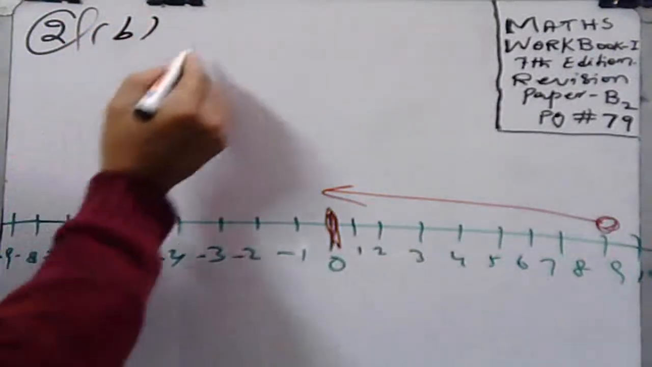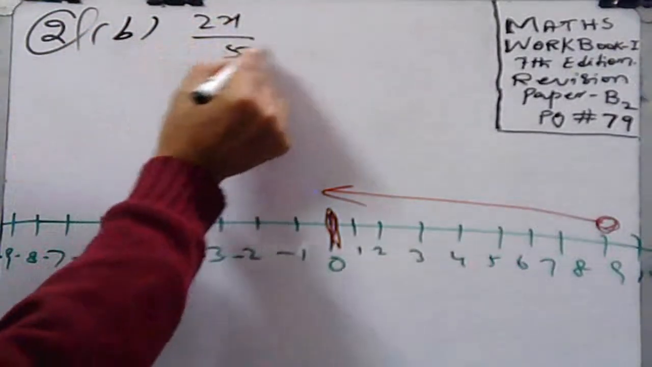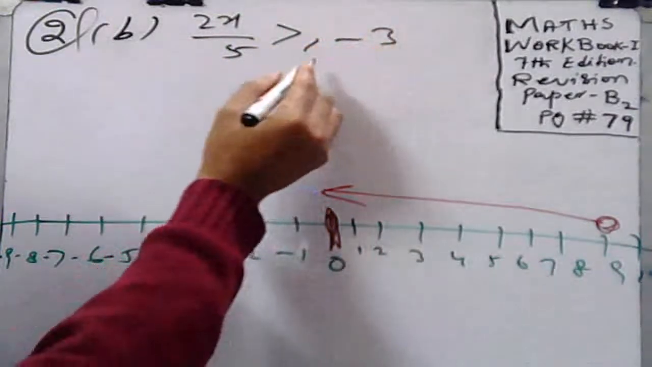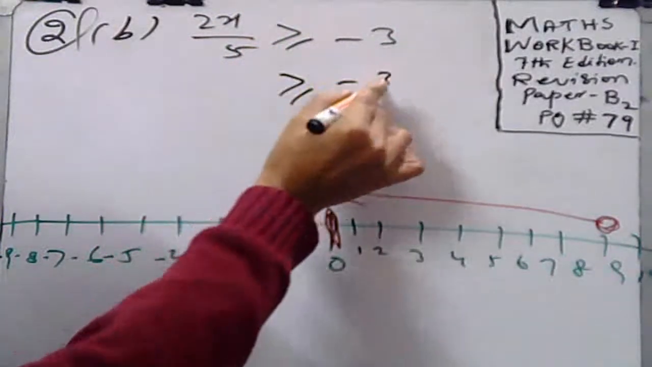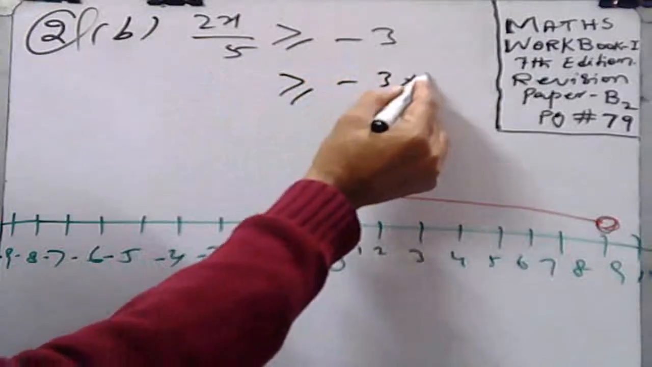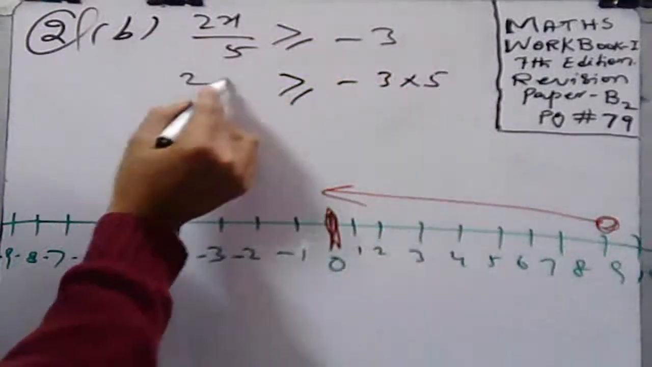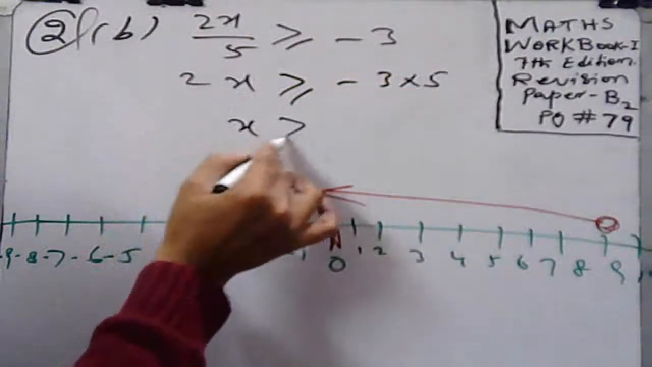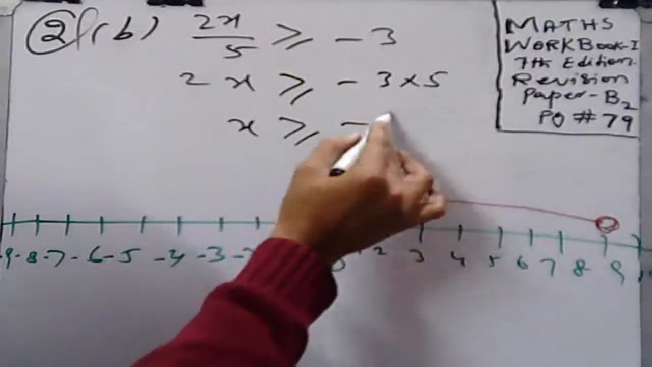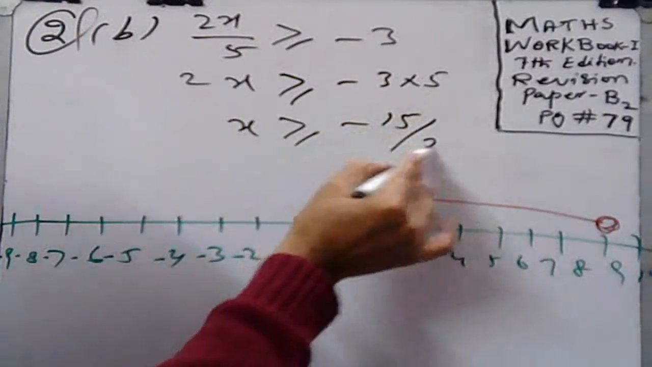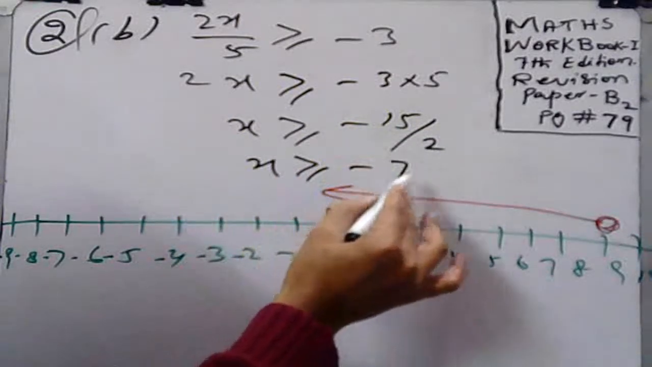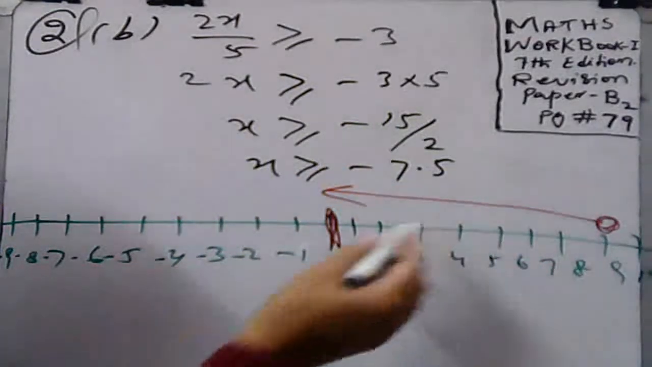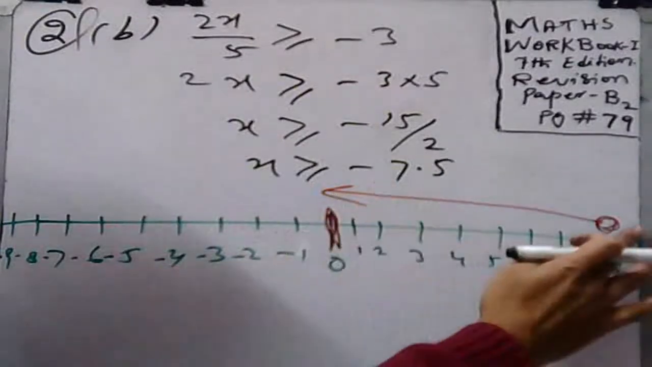In B part you can see 2x divided by 5 is greater than or equal to minus 3. By cross multiplication, 5 will be multiplied, so the value of x is minus 5 threes are 15, divided by 2, so the value of x is minus 7.5. So how can you represent minus 7.5 on a number line?